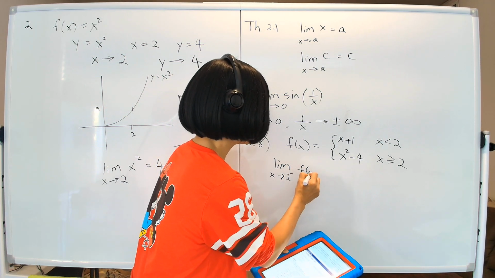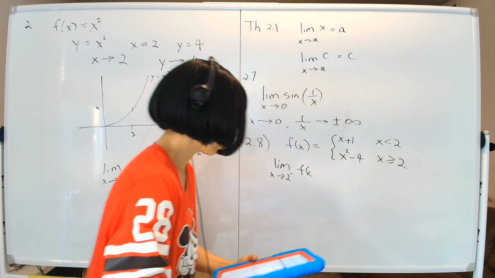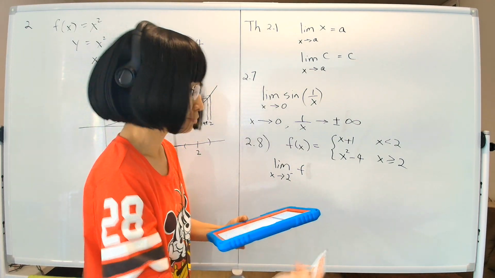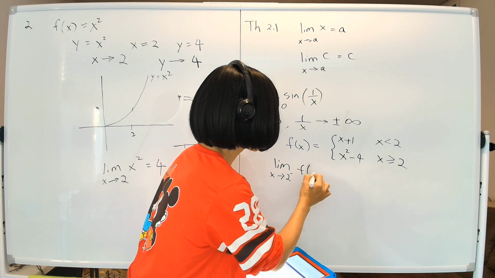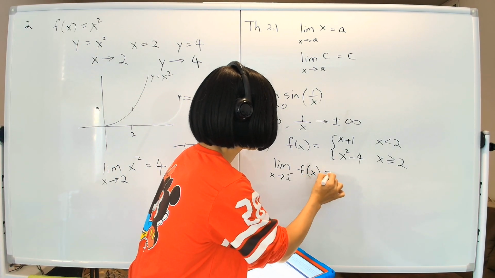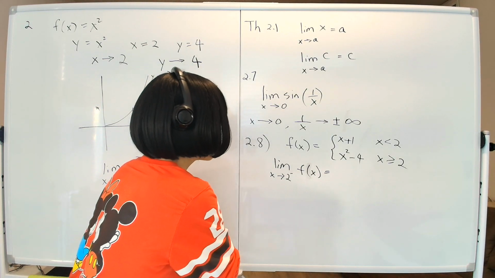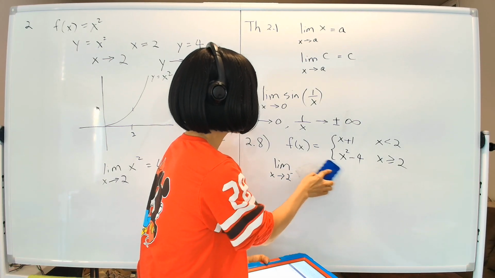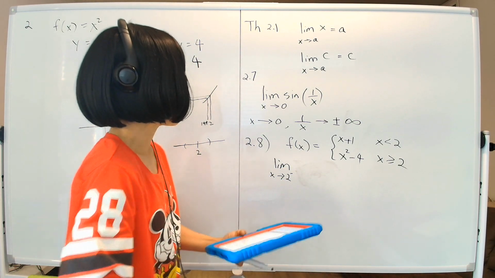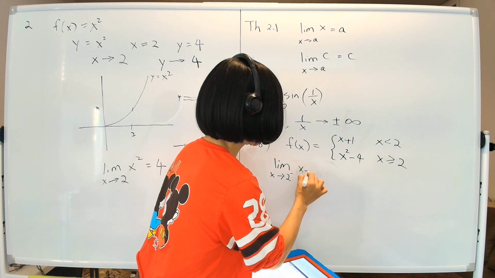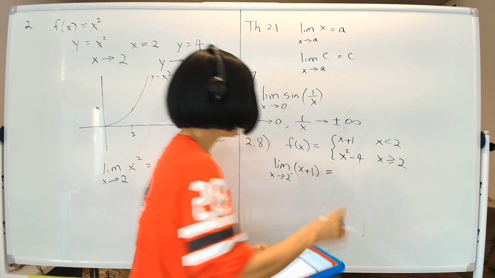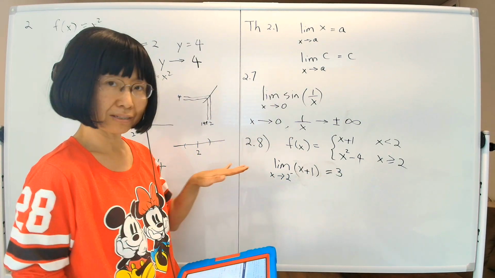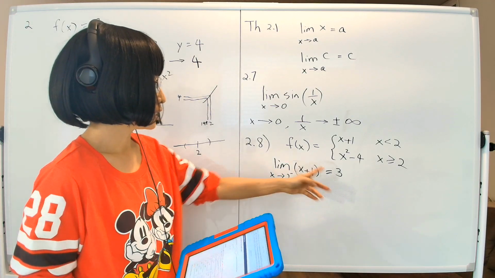Anyway, f of x is equal to, actually I'll just write down x plus 1, that's better. The limit of x plus 1 will be 2 plus 1, which is 3. That's approaching from slightly less than 2. So that would be one limit.